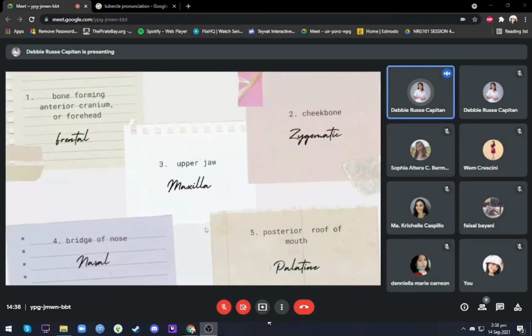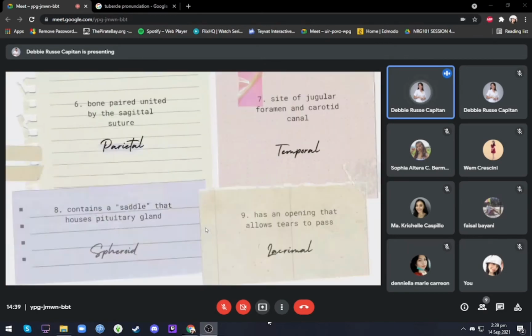So let's proceed to the other items. Bone forming the anterior cranium, or the forehead: we call that the frontal. The cheekbone is the zygomatic. The upper jaw is the maxilla. Number four, the bridge of the nose is the nasal. Number five, the posterior roof of the mouth, the answer is palatine.